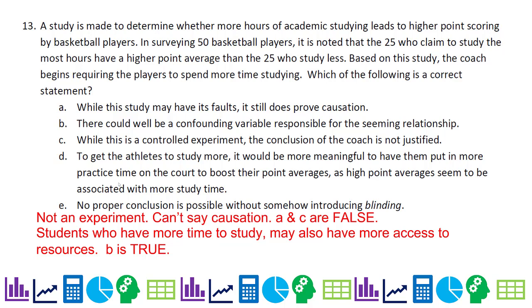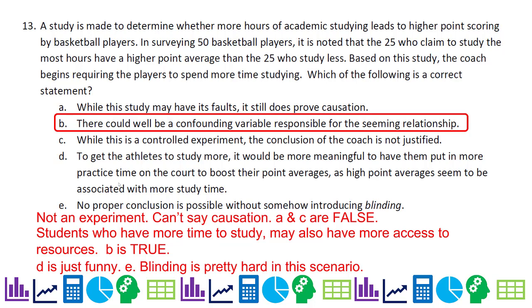Who knows? All right. Part D is just funny. To get the athletes to study more, it would be more meaningful to have them put in more practice time on the court to boost their point averages. Wouldn't that be nice? As high point averages seem to be associated with more study time. And E, blinding's kind of hard in this scenario because the players know how many points they're scoring and they know how many hours they're studying. So we're going to stick with B. There could easily be a confounding variable responsible for the seeming relationship.